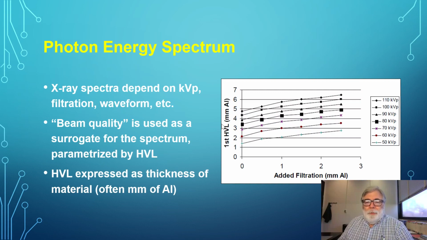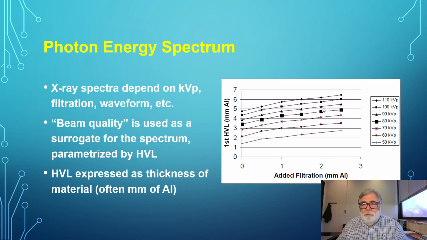And here's a graph showing what the first HVL is, and how it changes as we add more material at different accelerating potentials. For 100 kVp, that is the peak accelerating potential for that sine wave is 100 kilovolts. As we add more filtration, as we add more aluminum, 2 millimeters or 2.5 millimeters, then to cut the beam in half from that point on takes more material than it did to begin with. So with no added attenuation for a 100 kV peak beam, it looks like the HVL is 4.5 millimeters of aluminum.